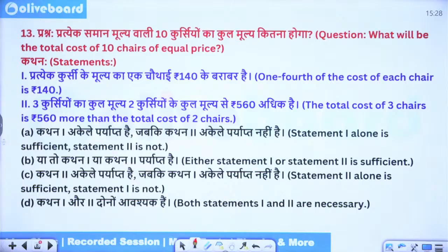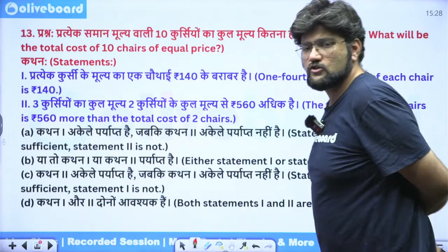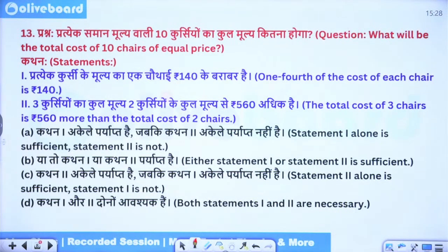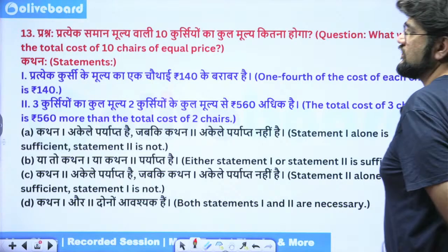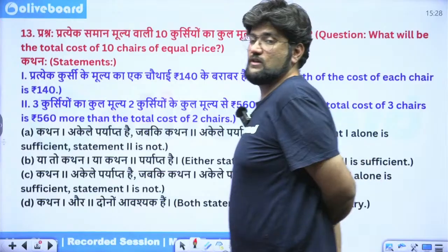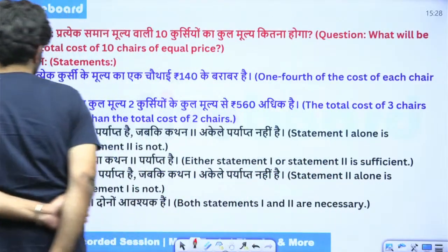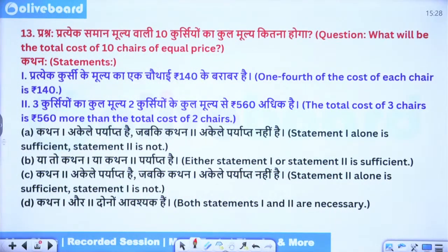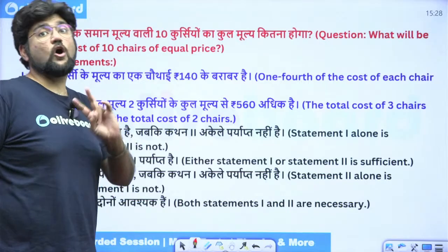See, again a simple equation based quant question. What will be the cost of 10 chairs of equal price? That means each chair has equal price. So what is the cost of 10 such chairs? So basically you need to find out the cost of one chair. That's going to help you out. Read the options first. One alone is sufficient. Either or. 2 alone is sufficient. Both are necessary. So you are going to get the answer no matter what. There is no point of not sufficient at all.